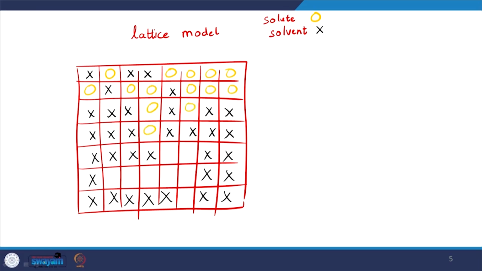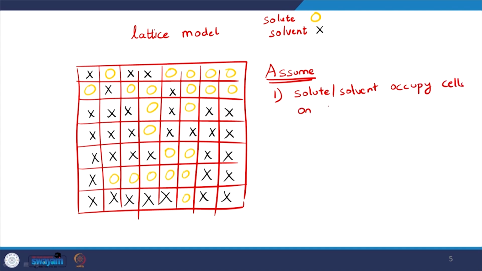You can already see some of the assumptions that we have made while doing that in comparison to the actual system. So we already have assumed that my solute and solvent occupy cells on the lattice. So now imagine an actual situation. In actuality, you can have a continuous space where the solute and solvent can be anywhere. Now, if I have to enumerate the possible positions and possible momenta, that is going to be huge for the continuous space, in fact infinite.